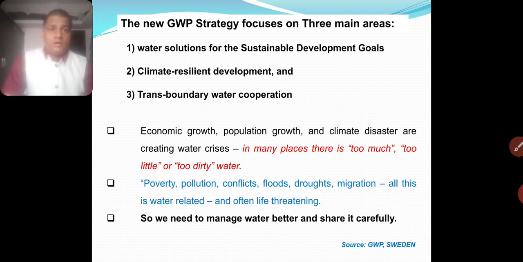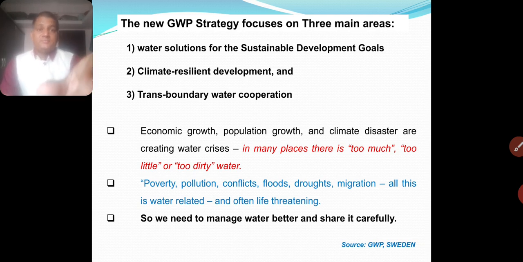The Global Water Partnership participants, their strategy focuses on three main areas. In that, the first is water solutions for the sustainable development goals, second is climate resilient development, and third is transboundary water cooperation. In that, economic growth, population growth, and climate disaster are the important factors creating the water crisis. In many places, there is too much, too little, or too dirty water. So there you have to focus on this particular aspect. Poverty, pollution, conflicts, floods, droughts, migration, all this is water related and often life threatening. So we need to manage water better and share it carefully. These are the important aspects the Global Water Partnership strategy focuses on.